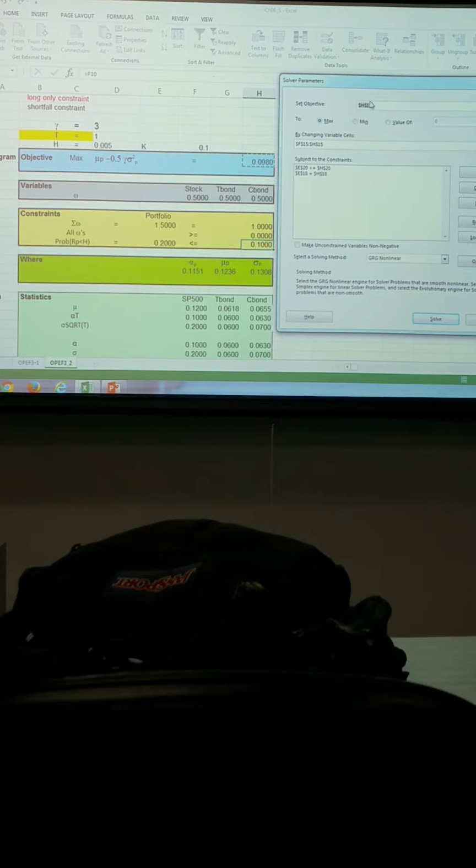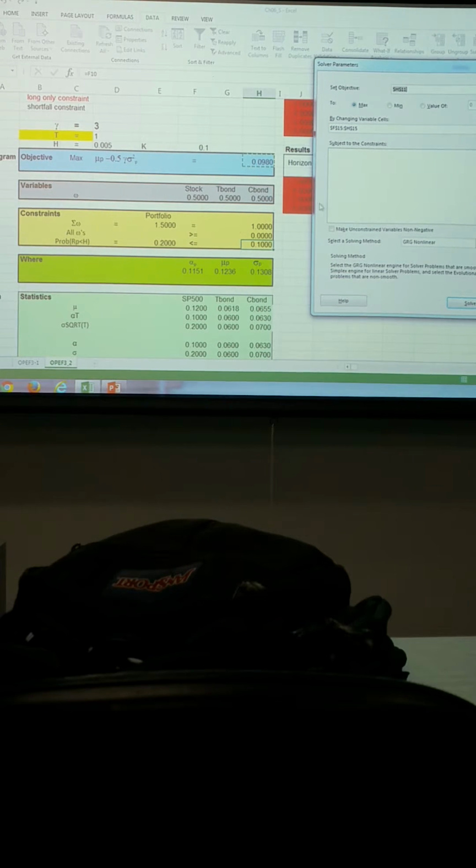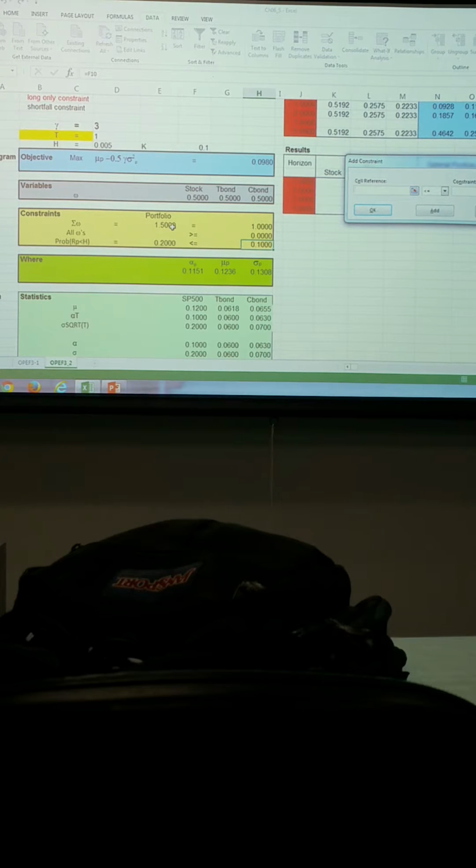Okay. And we want to maximize H11, fine. And by changing variables F15 to H15, correct? Subject to constraint, let me erase everything. We'll show you how you do it. The first constraint, the sum of this one. In other words, E18 is equal to this. So we add E18 is equal to H18. Okay, so we did it.